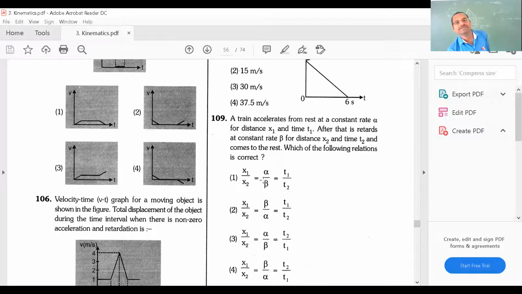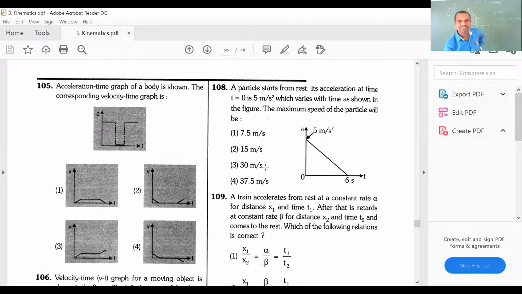Next, going to question number 108. Take it important, JEE students and also. A particle starting from rest. Its acceleration at time t equal to 0 is 5 meter per second square, which varies with the time as shown in figure. The maximum speed of the particle will be.